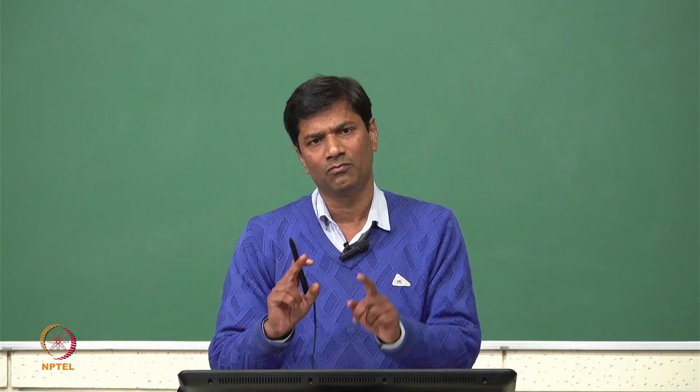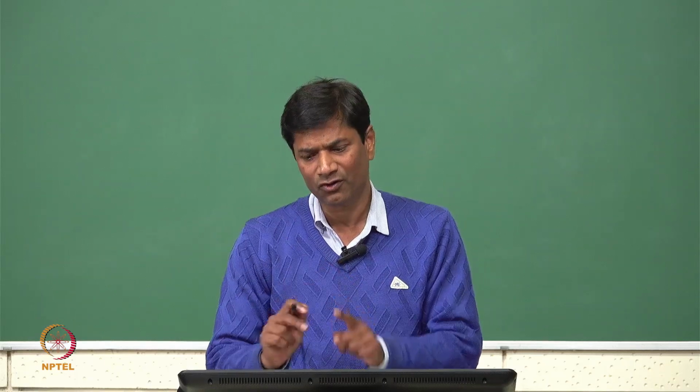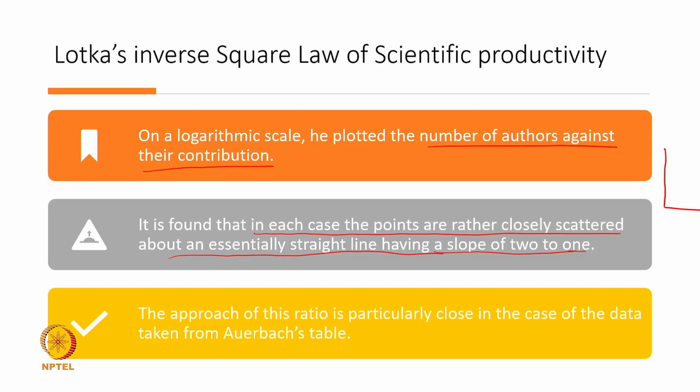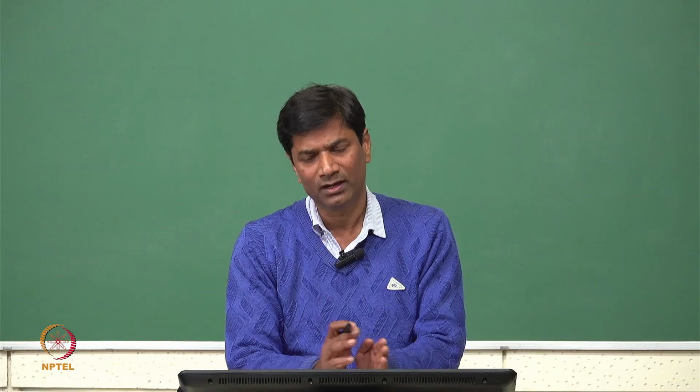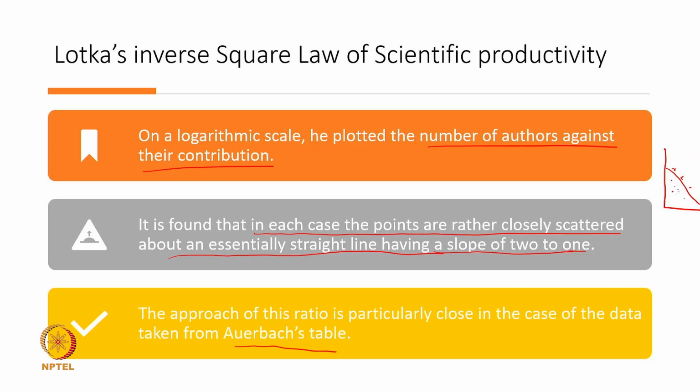He drew a straight line on the logarithmic scale, and he found that the points are very close to this straight line, which has the slope of 2 to 1. The approach to this ratio is particularly close in the case of data taken from the Auerbach table. The Auerbach table is quite close to the straight line as compared to the Chemical Abstracts data.